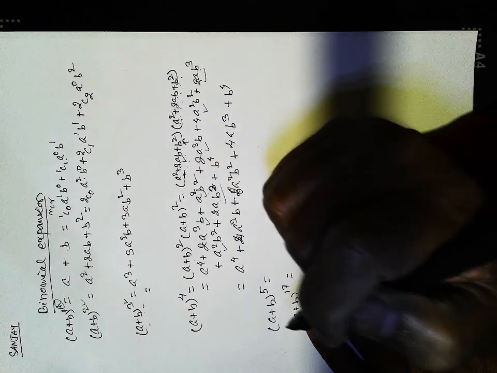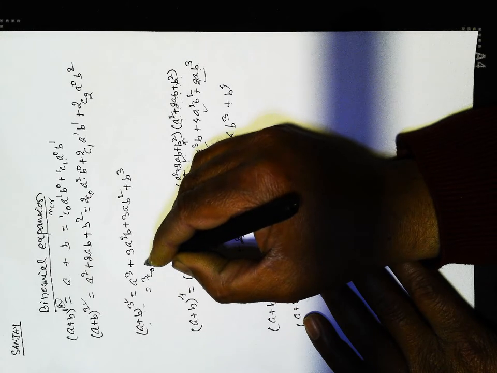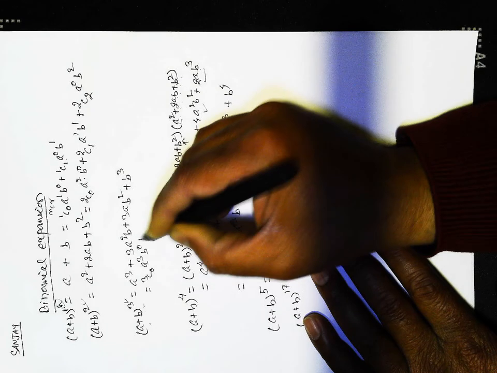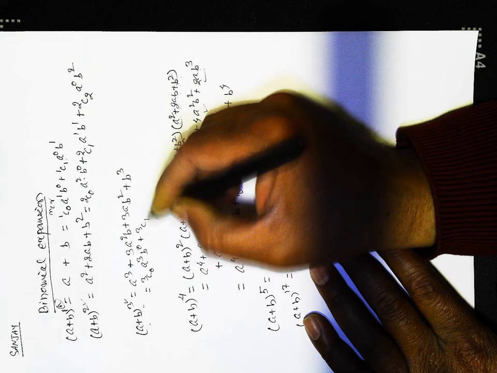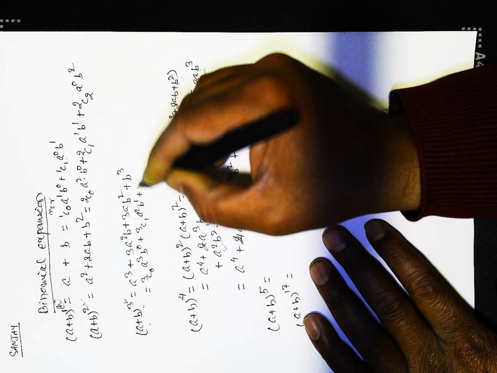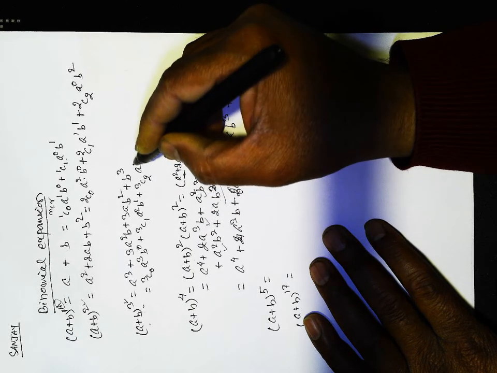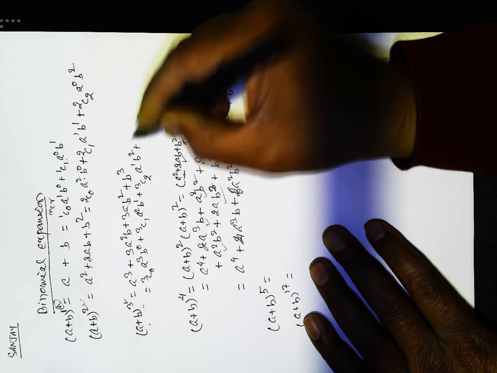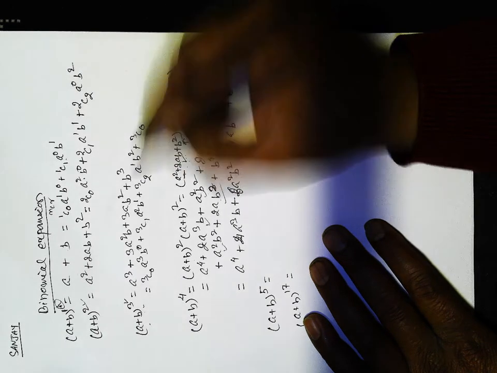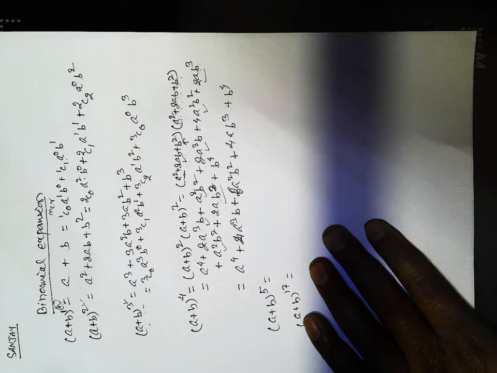Here, in place of n, this is 3. So what I write here is 3c naught because there is 1 and this is 1, and then a to the power 3, and then b doesn't exist, b to the power 0. Here we can write 3c1 as 3, a squared b to the power 1, plus 3c2 again is 3, you can check it, then a to the power 1 and b squared, and then finally 3c3 in place of 1, and a doesn't exist here, but there is 1, so we can write a to the power 0, and b cube is already here.